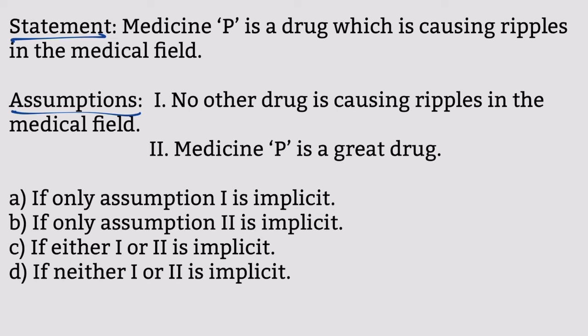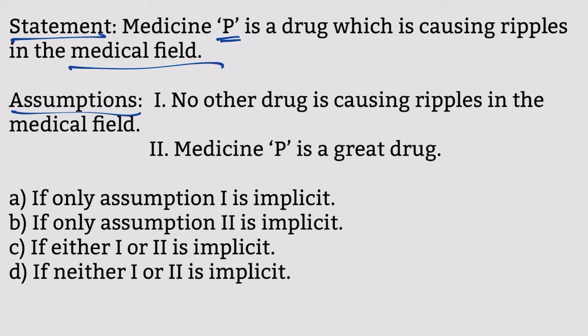Now, what is the statement? Let us read the statement first. Medicine P is a drug which is causing ripples in the medical field. So what we come to know from this single statement is that there is some medicine named P, and that particular drug is causing ripples in the medical field. It is creating waves in the medical field. That's all we know from this. There is no other information made available for us.